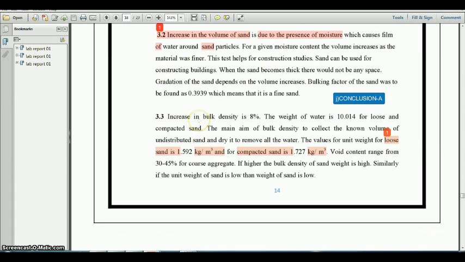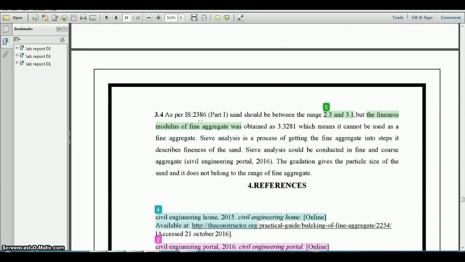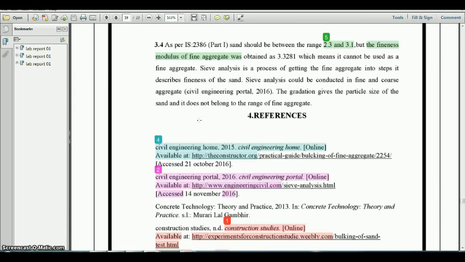When you are writing the conclusion for your experiment 2, bulk density and void ratio of sand, there are 4 questions given in the manual. If you just go through the manual and answer those 4 questions, that will be sufficient for your conclusion. This is elongation and flakiness index. For this also you need to compare your results with the standards. The standards are there in the theory, and you have to compare the results.